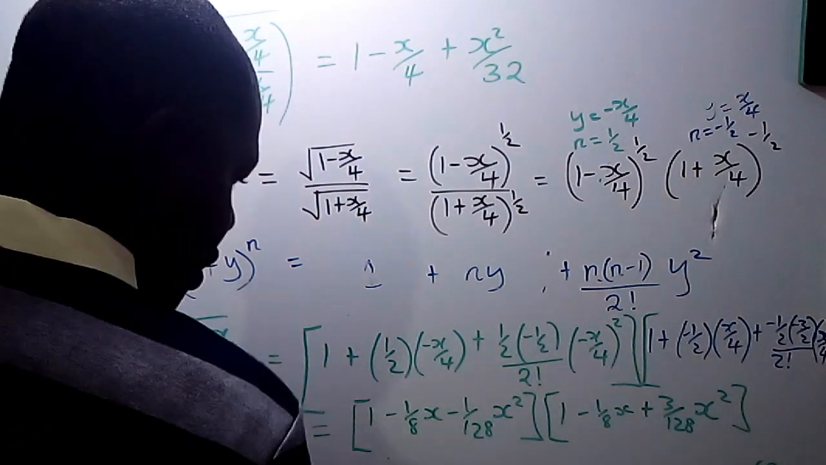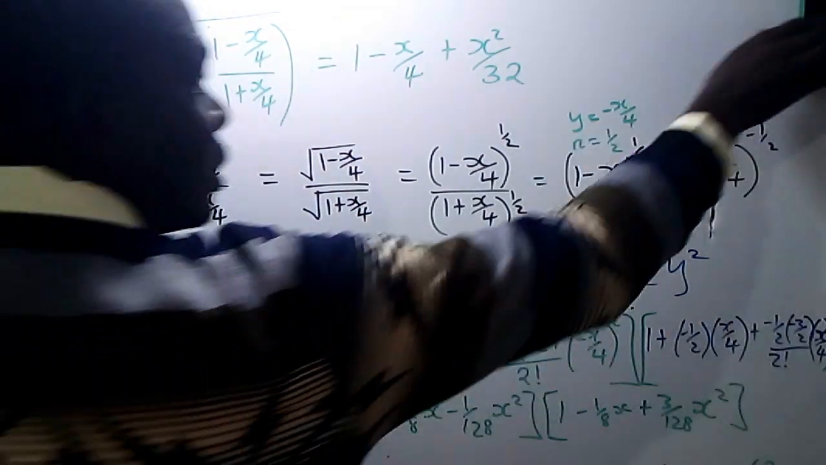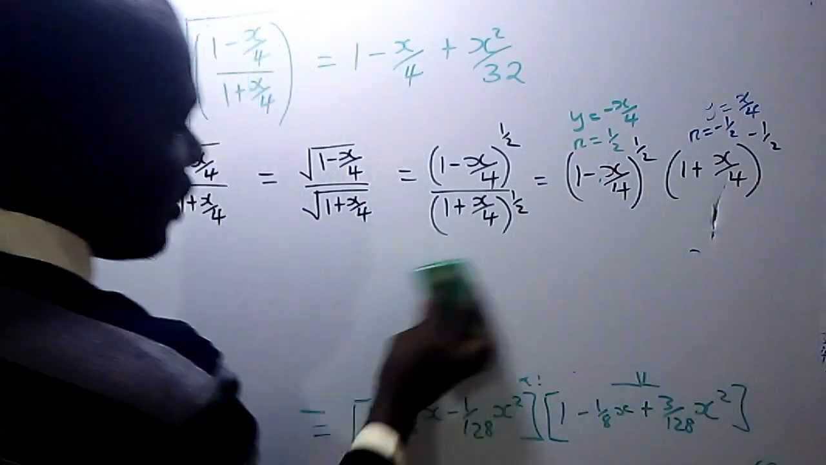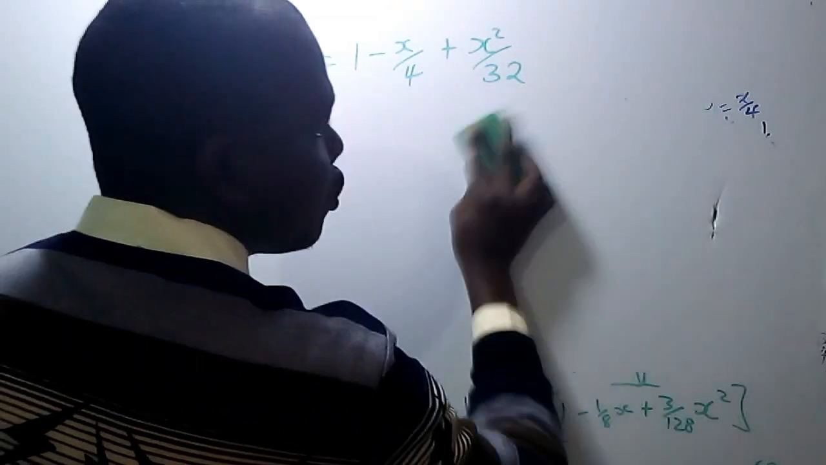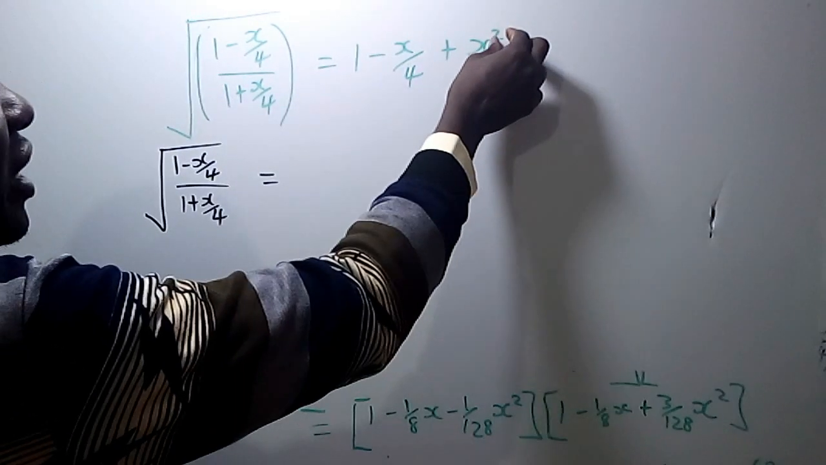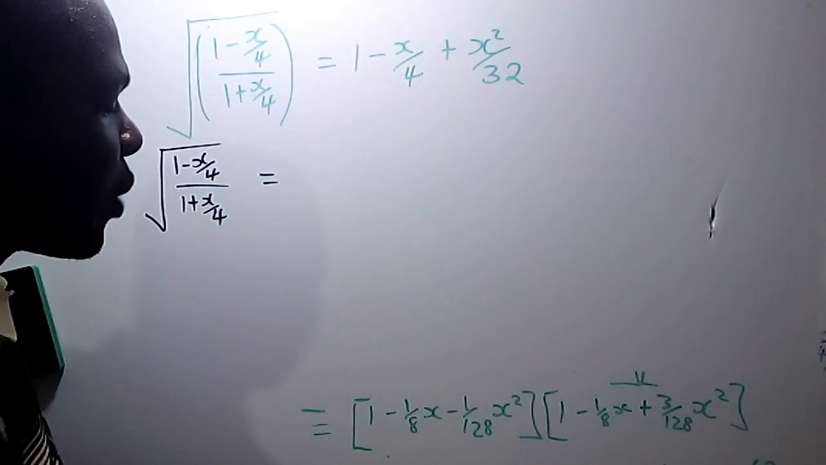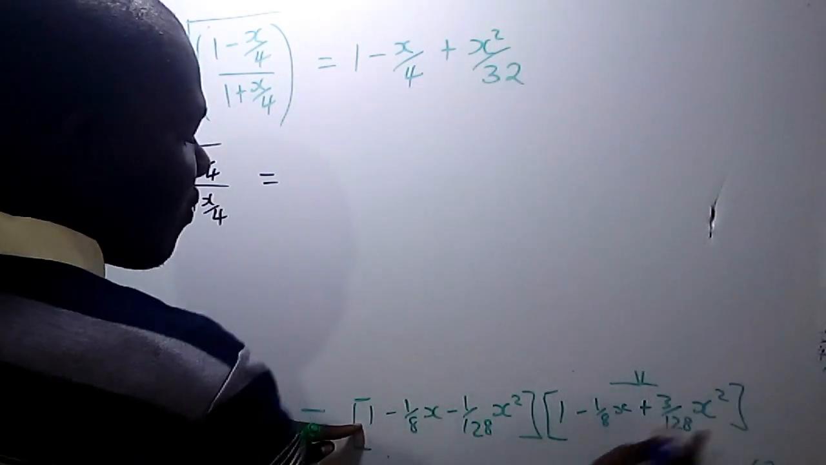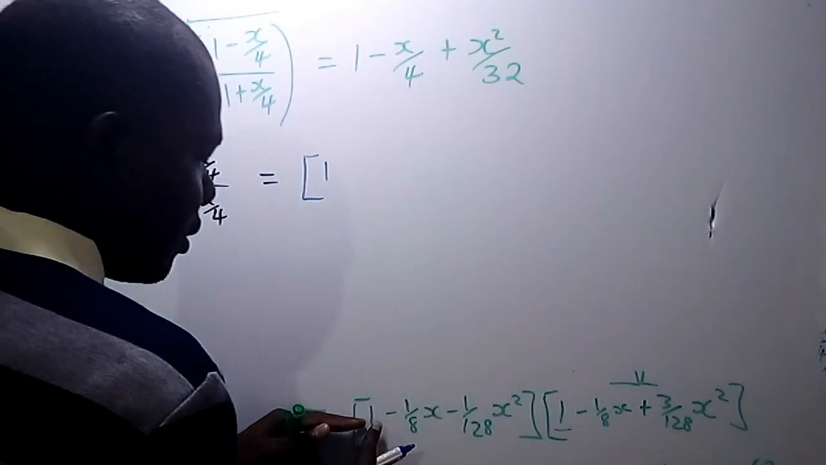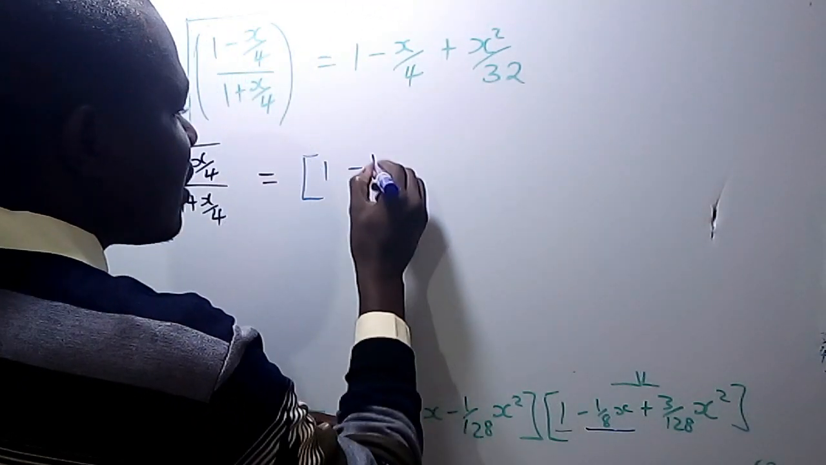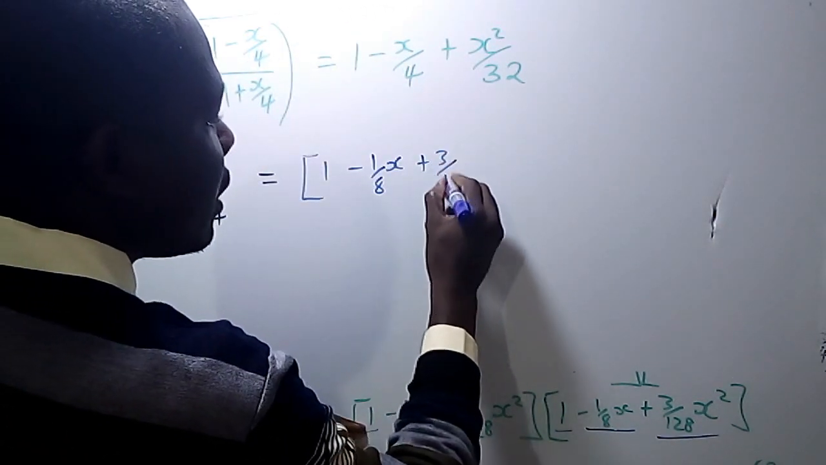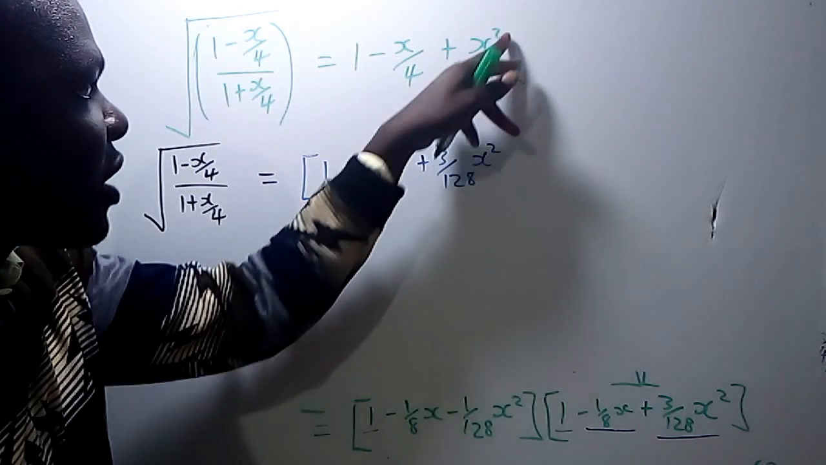So the next step is now to multiply the two expanded factors. When we are multiplying, we are only multiplying the cases where the exponent is higher than 2, we ignore. So we start with 1. 1 multiplies all the factors on the other side. So 1 times 1, you get 1. 1 times negative 1 over 8x, that is negative 1 over 8x. 1 times positive 3 over 128 x squared. So x squared is there, so we don't ignore that.